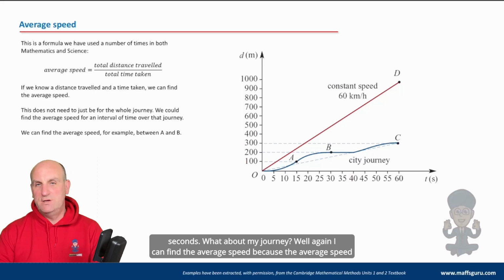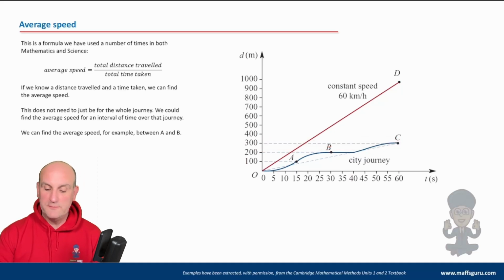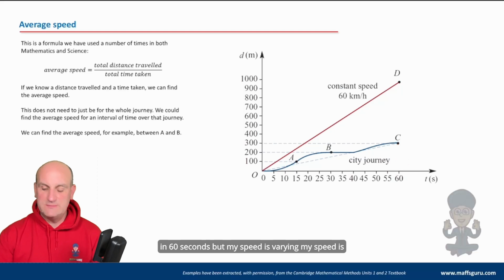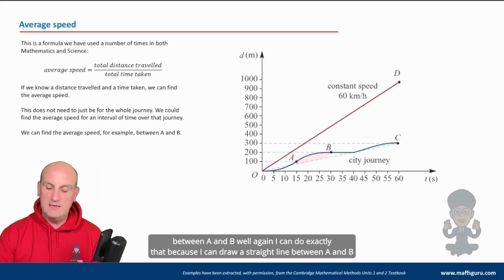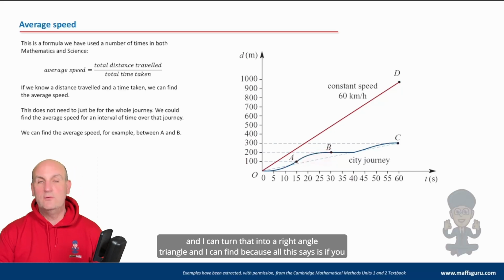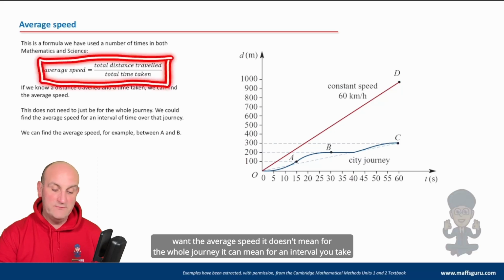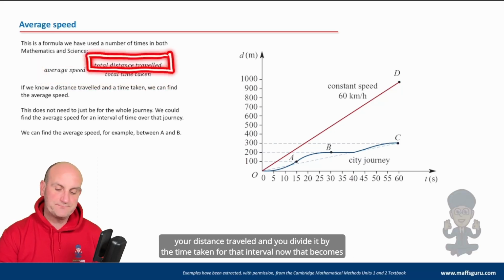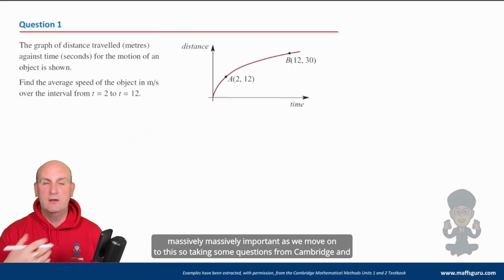What about my journey? Well, again, I can find the average speed, because the average speed is the total distance traveled. And look at the time I get to see, the total distance traveled is 300 in 60 seconds. But my speed is varying. What if I wanted to find the average speed between A and B? Well, again, I can do exactly that, because I can draw a straight line between A and B, and I can turn that into a right angle triangle. If you want the average speed, and it doesn't mean for the whole journey, it can mean for an interval, you take your distance traveled and you divide it by the time taken for that interval. Now that becomes massively, massively important as we move on.